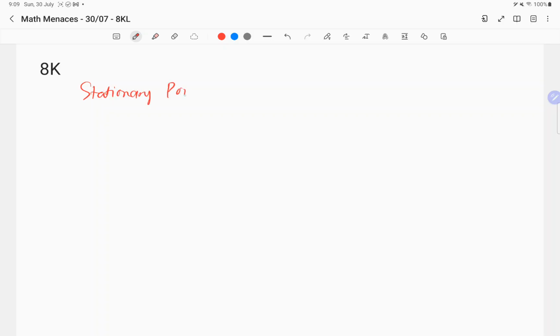So, okay, let's go through stationary points. There are many ways of explaining it. First is the derivative, right? The derivative is equal to 0. Another way of writing the derivative is? f dash of x. Very good. f dash of x equals 0. And another way is? dy over dx. Yes, dy over dx equals 0, right? These are all the same thing.